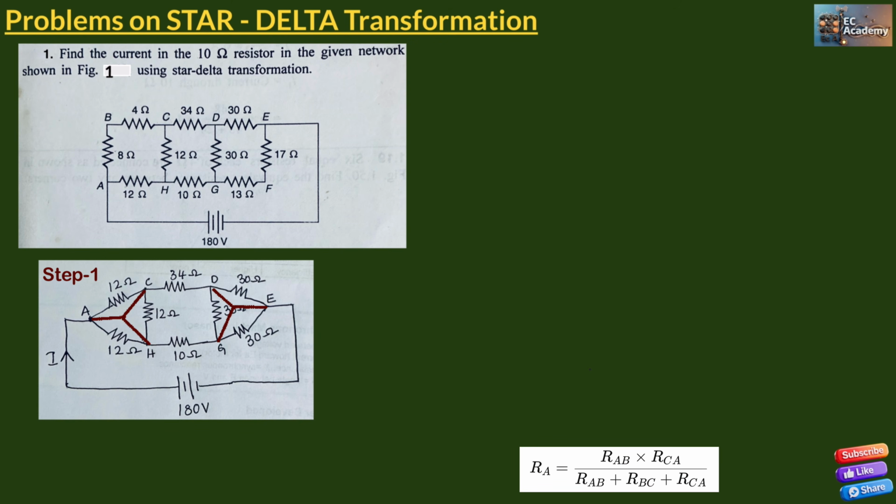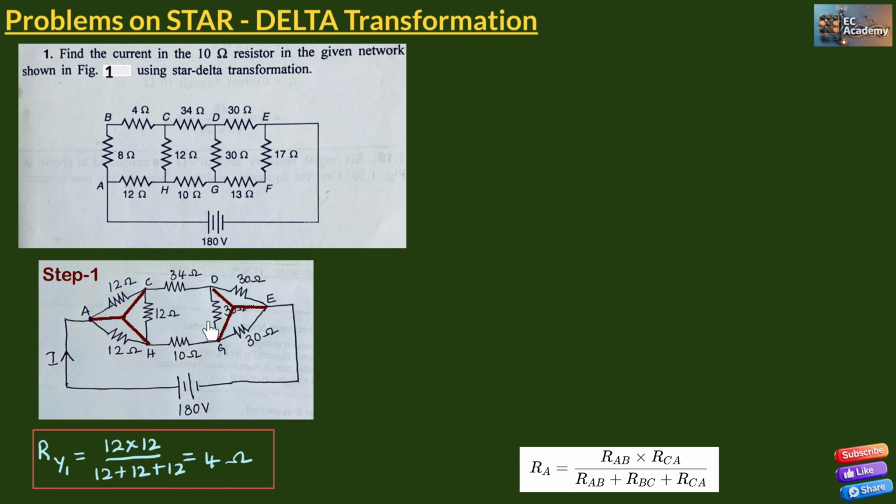For that we can use the formula to convert from delta to star. So let us convert the first delta network into a star network as 12 into 12 divided by 12 plus 12 plus 12. If we simplify this, we will get 4 ohm. Now we have found the resistance of one branch in the star network. Since all the resistances are the same, we can use the same value for the other two branches of the star network. So all three branches of the star network will have 4 ohm resistance.